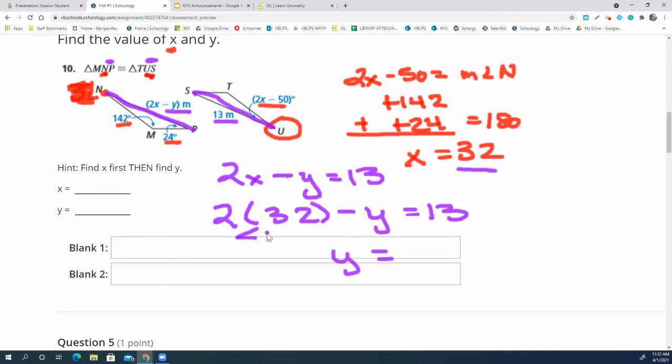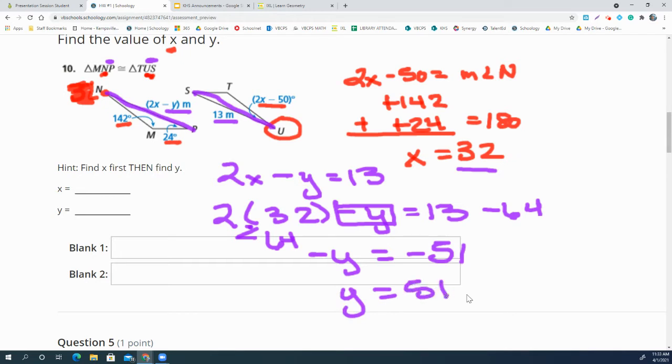I got to subtract 64 from both sides. Subtract 64. So 13 minus 64 is negative 51. Can it be negative 51? It's positive because this is a negative y, right? So if I subtract 64 from both sides, I get negative y equals negative 51, or positive y equals positive 51. Okay? Kind of some tricky algebra in that question.